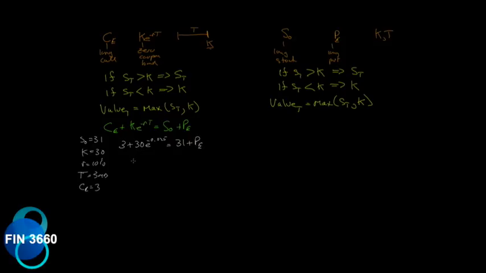This simplifies to 32.26 equals 31 plus the value of the put. Doesn't take much algebra at that point to see that the value of the put is 1.26. So we know the value of the put. This relationship, by the way, when we're talking about the same strike price and the same time to expiration, is independent of the stock price. It's independent of the stock price.